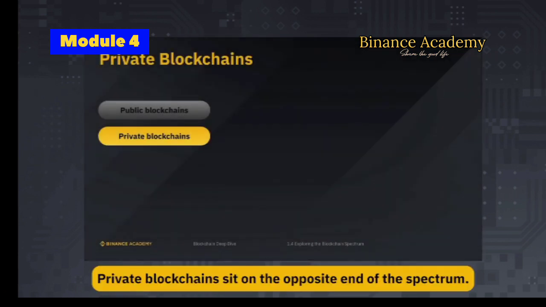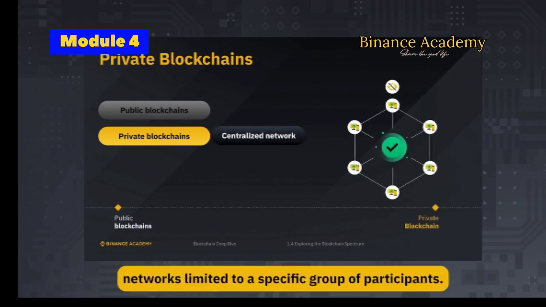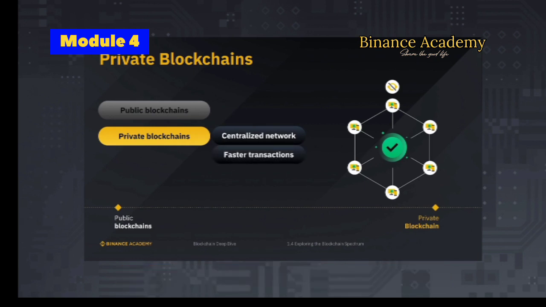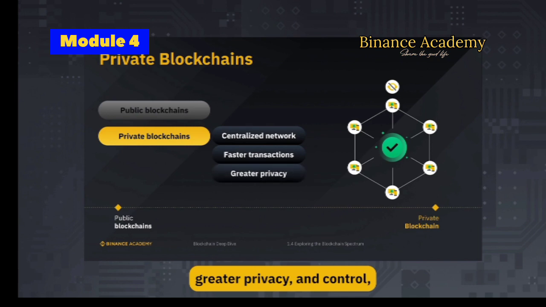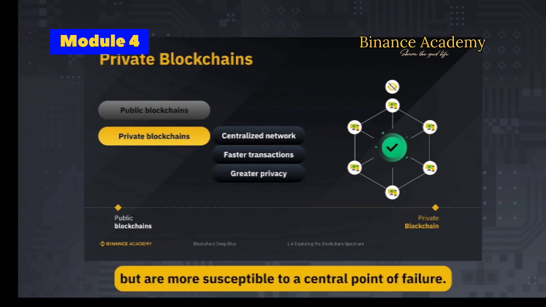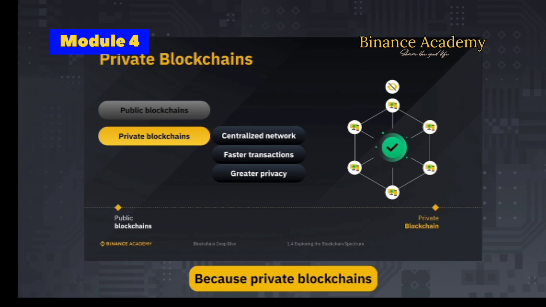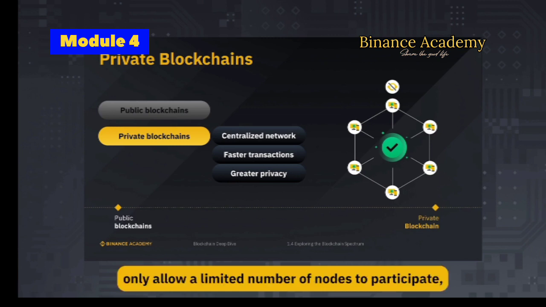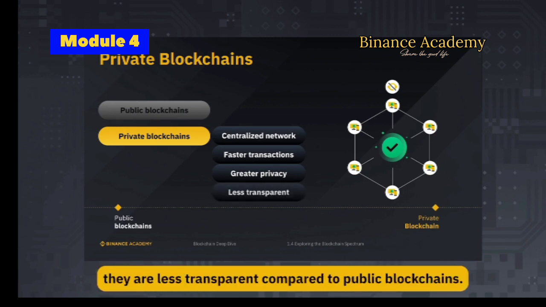Private blockchains sit on the opposite end of the spectrum. They are centralized networks limited to a specific group of participants. Private blockchains offer faster transaction speeds, greater privacy and control, but are more susceptible to a central point of failure. Because private blockchains only allow a limited number of nodes to participate, they are less transparent compared to public blockchains.